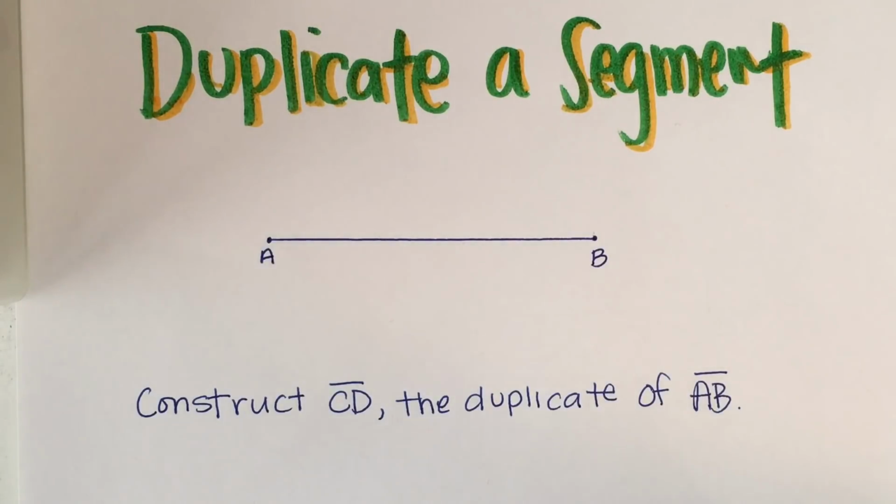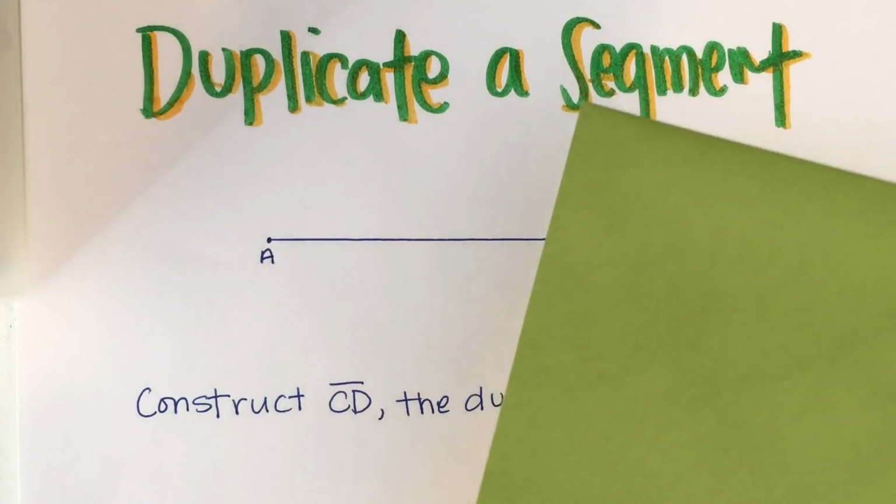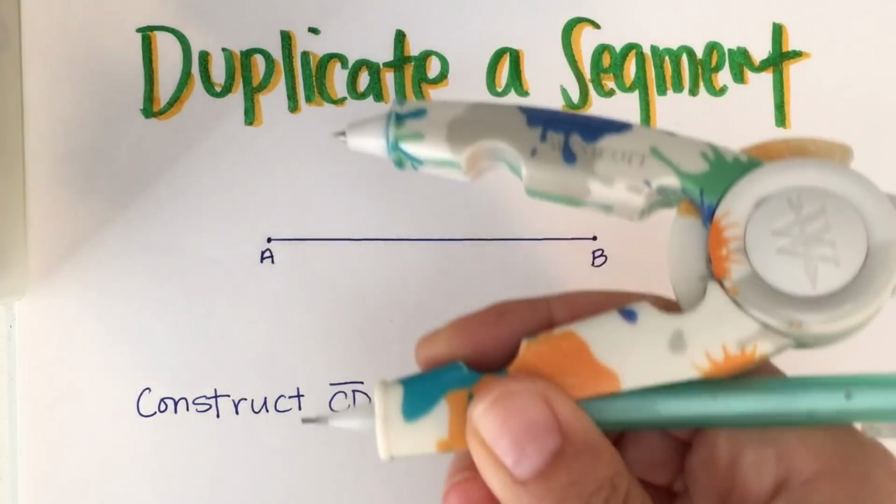In this construction, we're going to duplicate segment AB. So we want to create the segment CD so that it's the same length as AB. Every time we do a geometric construction, we always want to use a straight edge and a geometric compass.